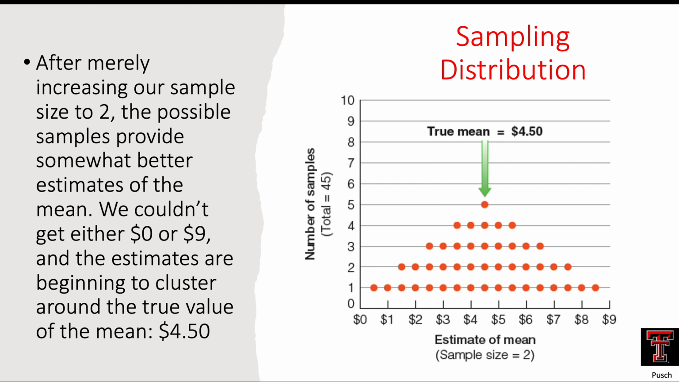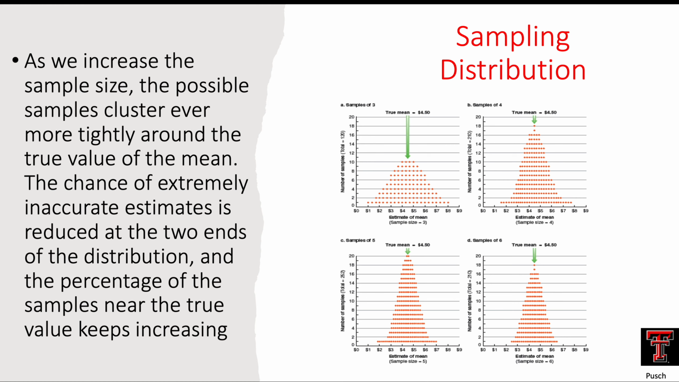After increasing our sample size to 2, the possible samples are going to cluster around the mean just a little bit better. So 0 and 9 are not going to be included. Again, it's going to be closer to the mean. We're still not going to really be able to see what the mean is using a sample of 2. As we increase the sample size, the possible values cluster around the mean even more. So the chance of extremely inaccurate estimates is reduced at the two ends of the distribution, and it's more likely that the estimate is going to be close to the true mean.